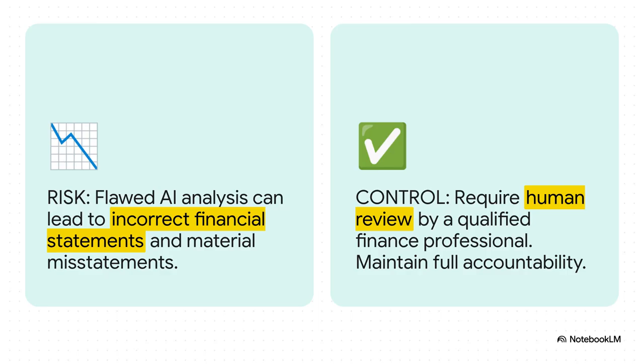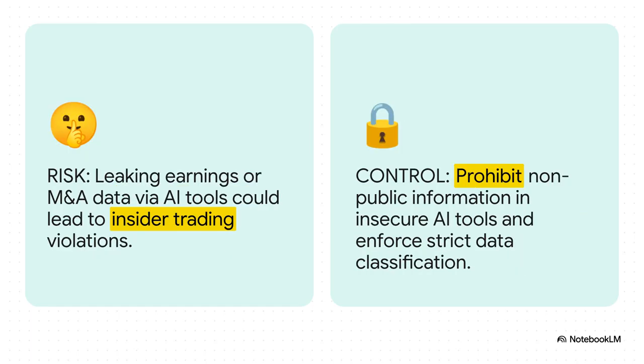So the control framework has to be absolutely non-negotiable. Every single thing the AI spits out must be reviewed by a qualified finance professional. Human accountability is the ultimate safety net. It's a non-starter otherwise. And that leads us to something even scarier, data exposure.